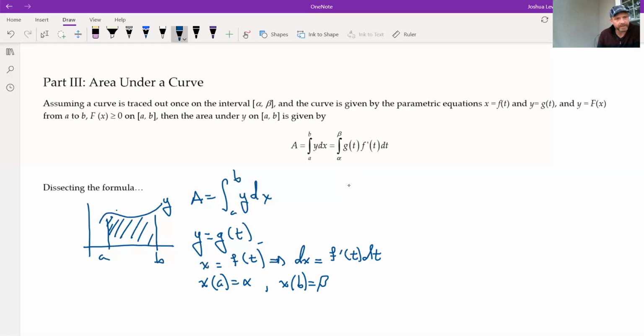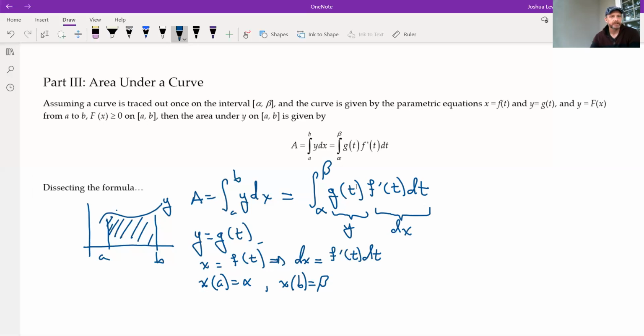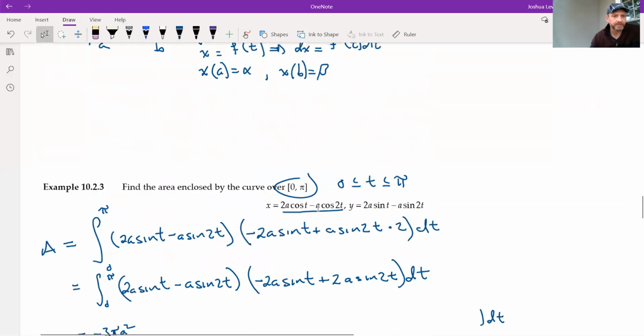So this integral, with a simple substitution, much like a u substitution, just becomes the integral from alpha to beta of g of t f prime of t dt. Again, g of t is y, and f prime of t dt is dx, okay? Let's see how this plays out.